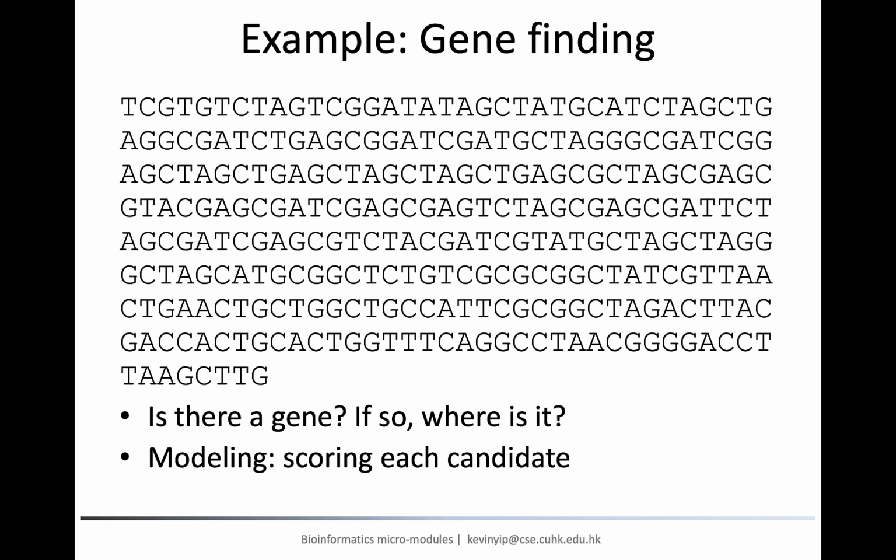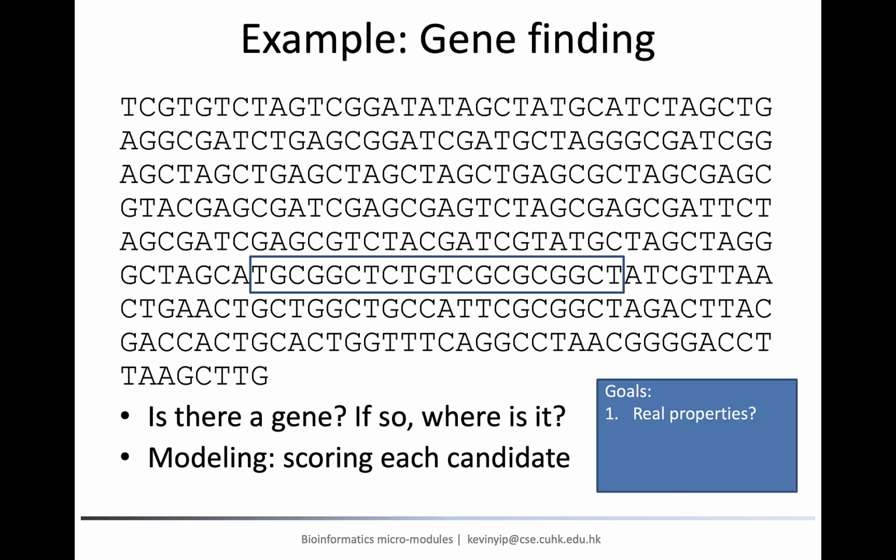For example, suppose genes usually have a low percentage of A's. Then this highlighted subsequence may receive a high gene candidate score since it contains only C's, G's, and T's. Of course, this property about a low percentage of A's is just a fake property that we made up, and it is not really true for real genes. In actual gene finding, our first goal is to find out the real properties of genes. After that, we decide how subsequences should be scored based on these properties. And finally, we need algorithms that can compare the scores of many different subsequences efficiently.